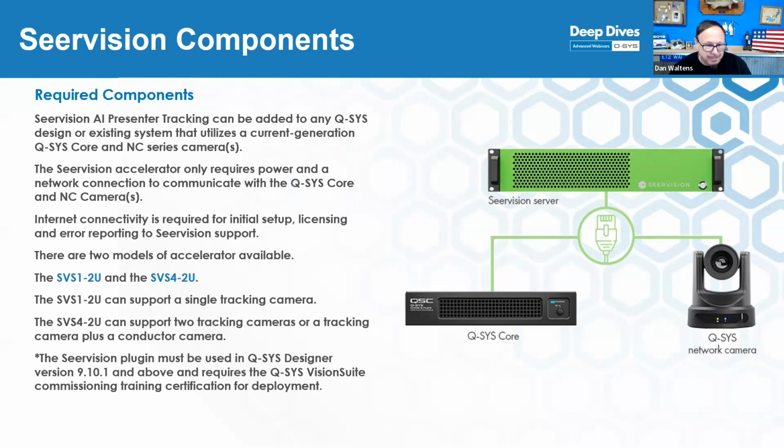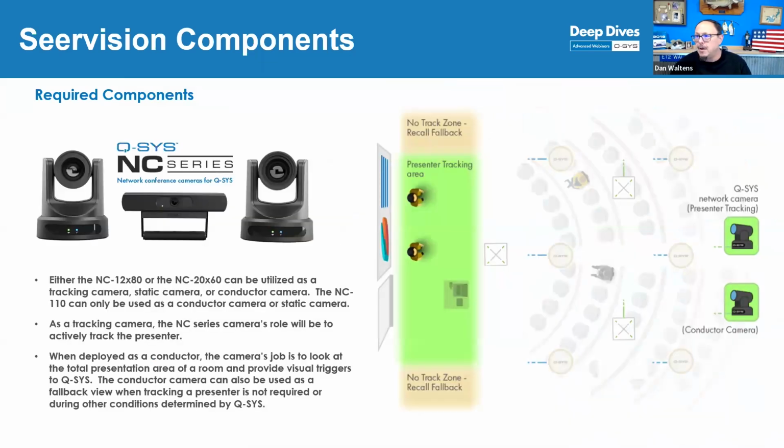So the required components: either the NC1280 or the 2060 can be utilized as a tracking, static, or conductor camera. The NC110 can only be used as a conductor camera or a static camera. As a tracking camera, the NC series camera's role will be to actively track the presenter. When deployed as a conductor, the camera's job is to look at the total presentation area of a room and provide visual triggers to Q-SYS.